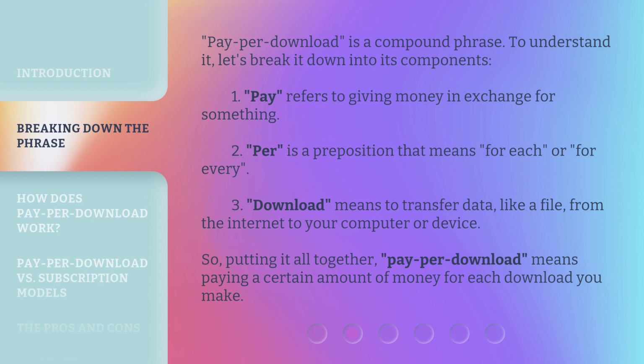Pay per download is a compound phrase. To understand it, let's break it down into its components. 1. Pay refers to giving money in exchange for something. 2. Per is a preposition that means for each or for every. 3. Download means to transfer data, like a file, from the internet to your computer or device. So, putting it all together, pay per download means paying a certain amount of money for each download you make.